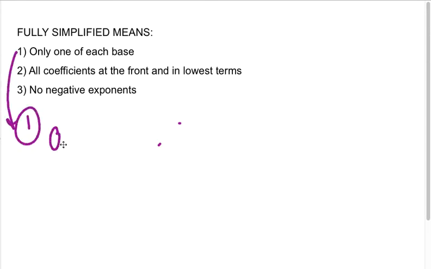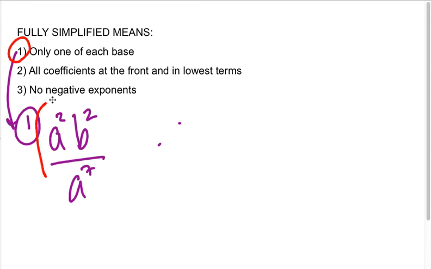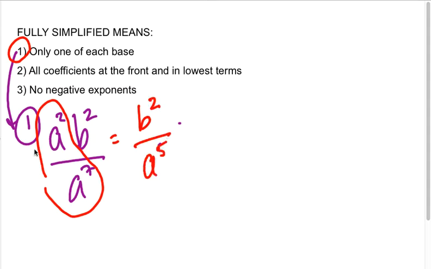So if I had a squared b squared over a to the 7th, the reason that one's not fully simplified is because there are two a's, right? That's a violation of this only having one of the a's. So what's going to happen is that's going to end up being a b squared over an a to the 5th. The way I got that, by the way, if I do top minus bottom, I get an a to the negative 5th, and I recognize that actually lands on the bottom, right?